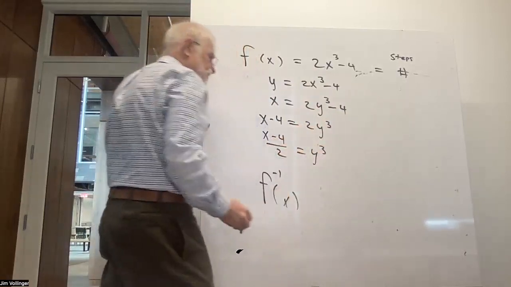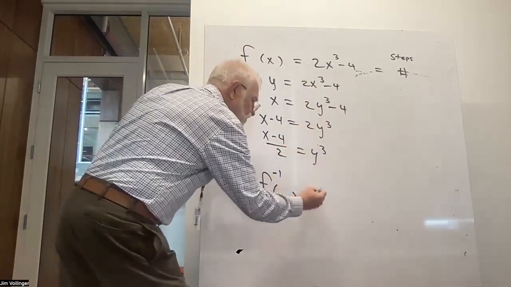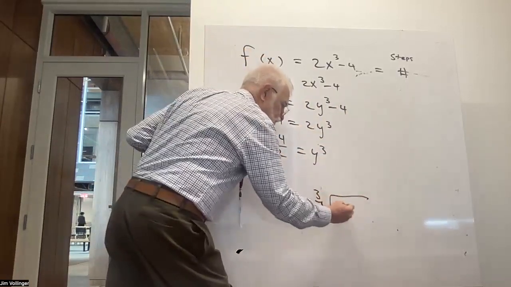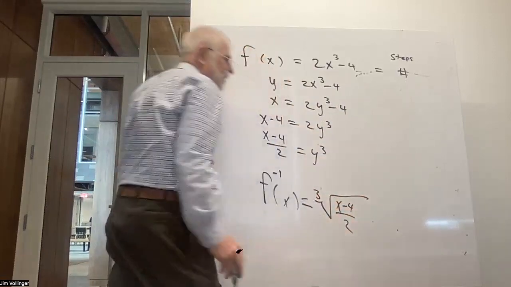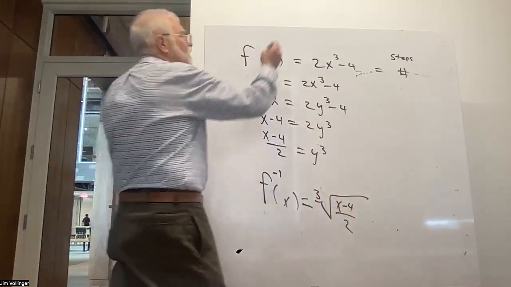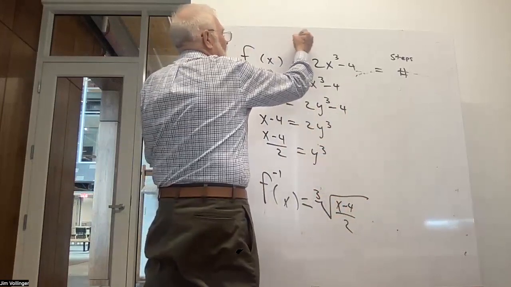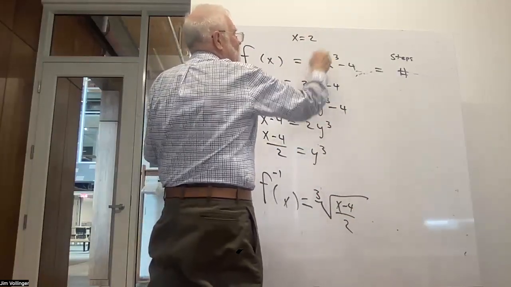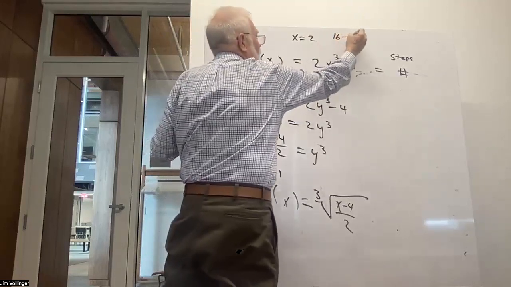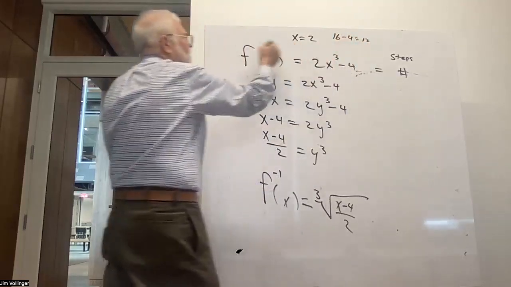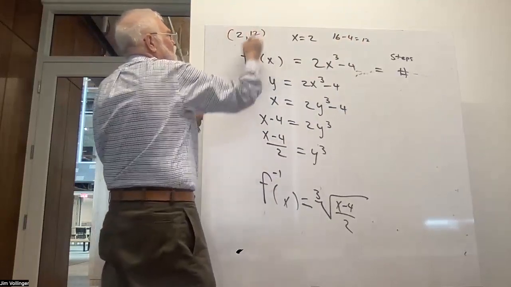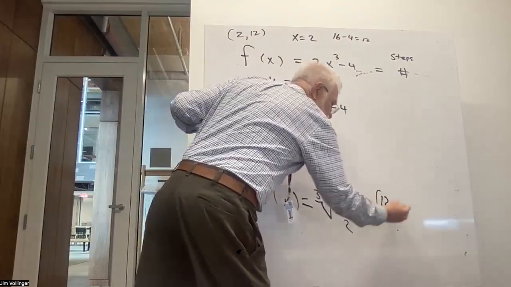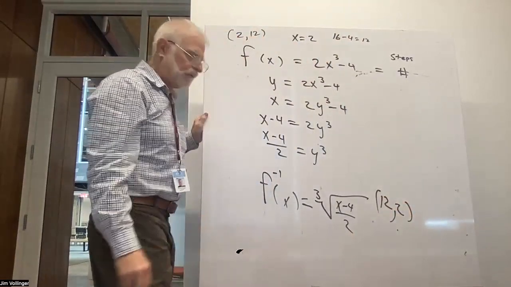Okay, we're at the inverse stage now. So the inverse is the cube root of x minus 4 over 2. Now the way you check to make sure you did things in the proper order is to pick an x value. I'll let x equal 2. 2 cubed, 8 times 2, 16 minus 4 is 12. So up here, a 2 gave us a 12. If I switch the x's and the y's, a 12 should get us a 2. Can you see that? Yes, you can.